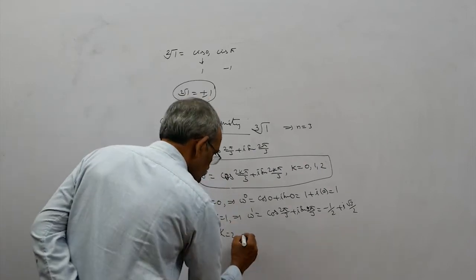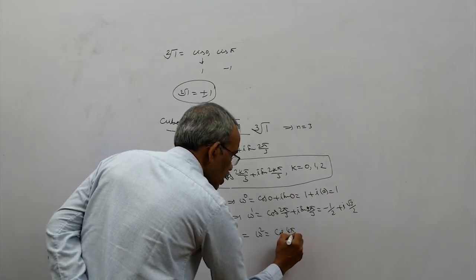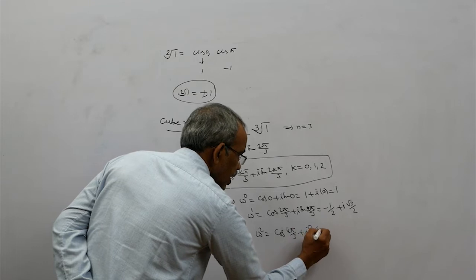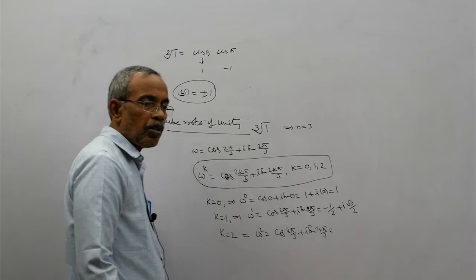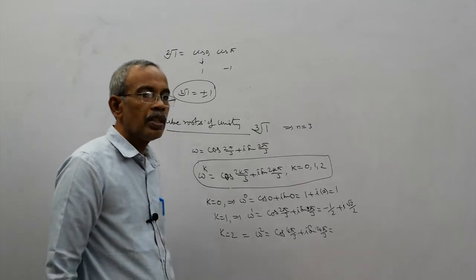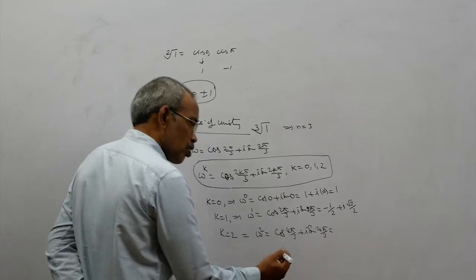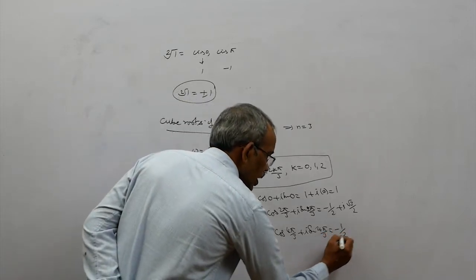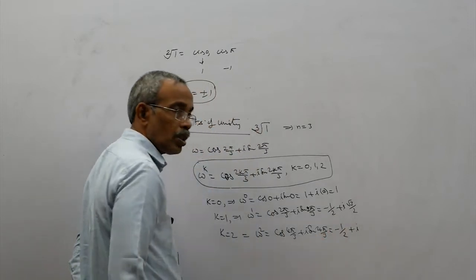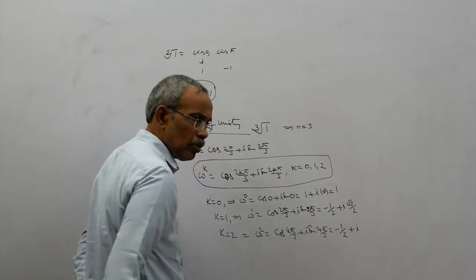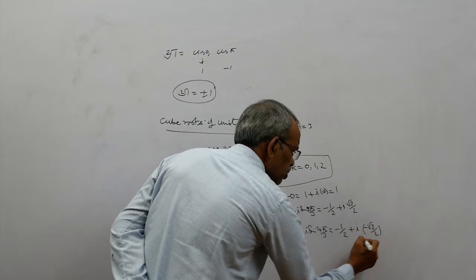When k is equal to 2, when we substitute k equal to 2 in this result omega power k, we get omega square. Omega square is equal to cos 4 pi by 3 plus I sin 4 pi by 3. 4 pi by 3 means 240 degrees. 240 degrees is in third quadrant. In third quadrant, what is the cos value? Here it is a negative value, cos that is equal to minus 1 by 2. Sin value is also negative in third quadrant, that is equal to minus root 3 by 2.